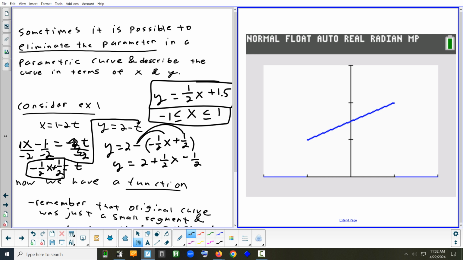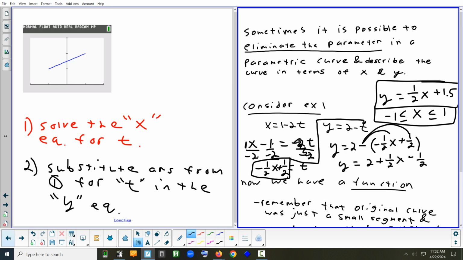Okay. Technically, it should look like this. You shouldn't see that. But that's as good as we can do. All right, is there any question on it? Okay, so that's called eliminating the parameter. Eliminating the parameter. And those are the 2 steps to do it. You have to do it in that order, exactly like I have it written. It doesn't work if you do it any other way.